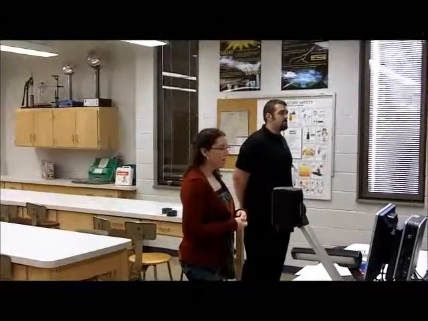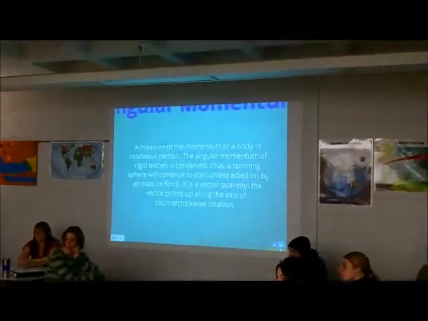Continuous spin unless an outside force is acted on it, and it is also a vector quantity, which who knows what a vector quantity is? Yes? It has direction, a definite direction. Okay. And if it's a spinning object, do you know which way it would be?